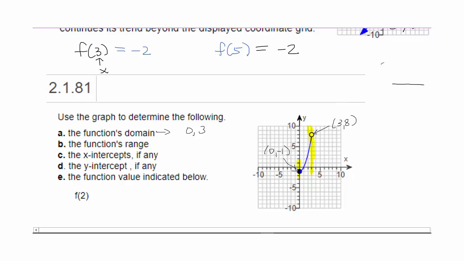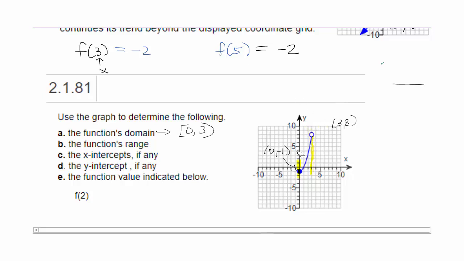Are we including 0? Yes, because there's a closed dot. We actually have a point on the graph, 0, negative 1. But this open dot here indicates 3, 8 is not actually a point on the function. It's a boundary, but we don't actually hit it. So we're going to indicate on our interval that 3 is not actually in our domain. It's just a boundary of it. So we're going to put a parenthesis there. Left to right, wall to wall, is our domain.